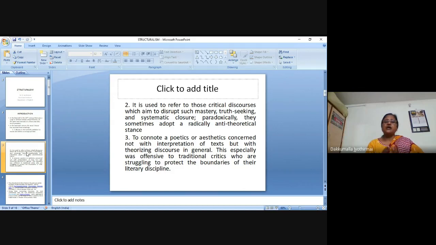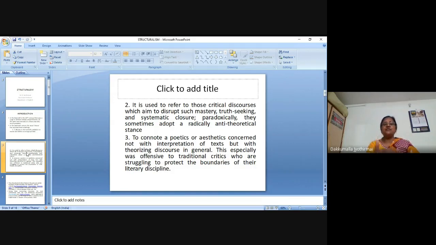Though they were trying to develop a theory, sometimes they were anti-theoretical also. And then thirdly, to connote a poetics or aesthetics concerned not with the interpretation of texts, but with theorizing discourse in general. You can recollect my words, as I have taken the example of Samuel Johnson. Samuel Johnson, no doubt, is a critic, but he has no theory. He was referring to the texts of Shakespeare, the great dramatist, as we all know. So this theory is sometimes used in the 20th century for a poetics or aesthetics concerned not with the interpretation of any text, as happened in the case of Samuel Johnson, but with theorizing discourse in general.